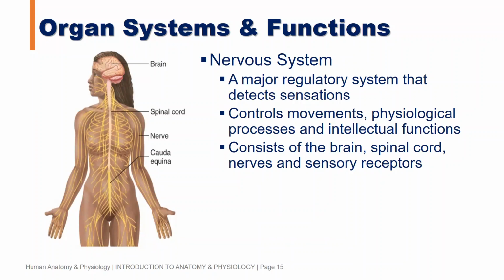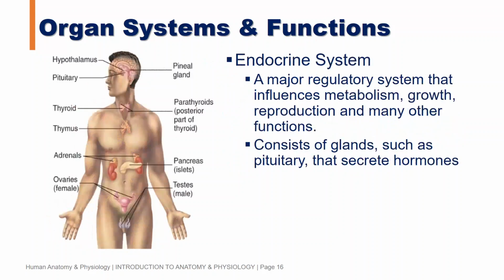So you have here your brain, spinal cord, nerve, cauda equina. Then we have here our endocrine system. It is a major regulatory system that influences metabolism, growth, reproduction, and many other functions. It consists of your glands, such as your pituitary gland, that secretes hormones.